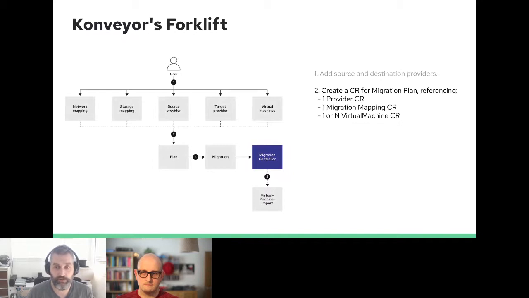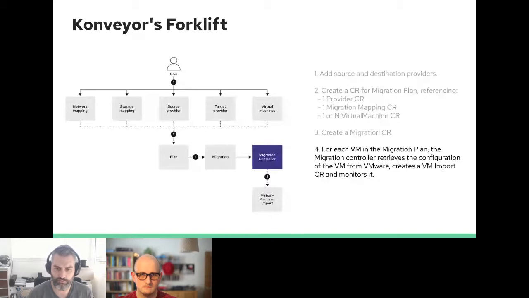And from there, we're leveraging VMIO. For each VM, we're going to create a VM import CR based on the mapping and information we have on the source VM. So from there, we delegate the work to VMIO. It's actually a layer of orchestration. We're trying to mainly focus on orchestration.